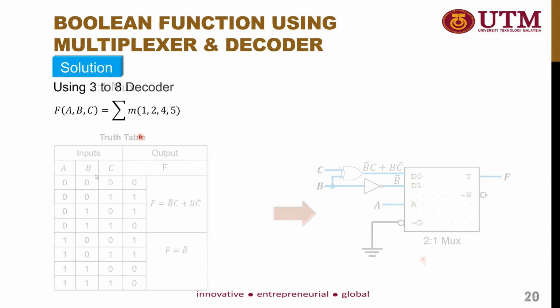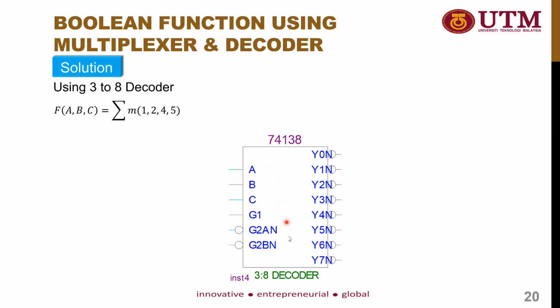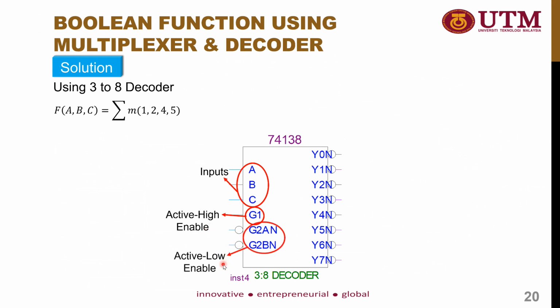Let's take a look at the example of designing the same expression by using the 3 to 8 decoder. But before we proceed with the design process, let's take a look at the pin assignment of the 3 to 8 decoder. In this example, we are using a 74138 IC for the 3 to 8 decoder. In this IC, we have a total of 3 inputs, which are A, B, and C. We have 1 active high enable input, 2 active low enable inputs, and a total of 8 active low outputs.